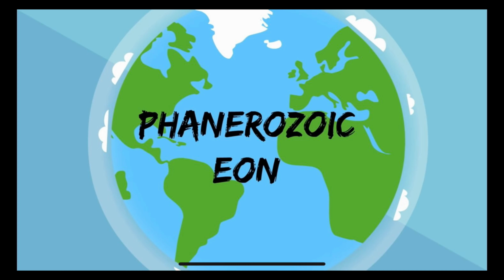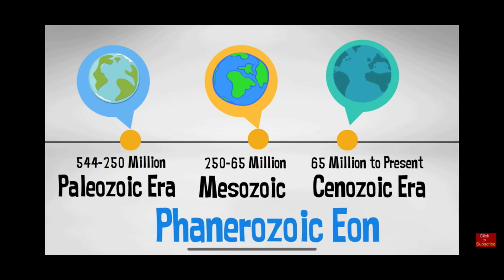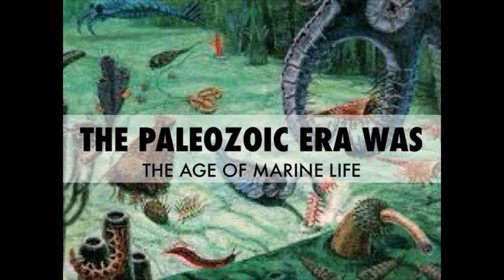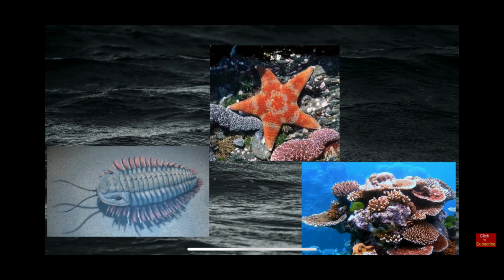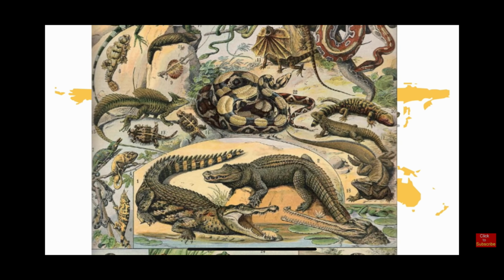Now, today we are going to study the Phanerozoic Eon, which spans 542 million years, and it is divided into three eras. The first one is the Paleozoic era, also called the ancient life, which started 542 million years ago. Life started with the Cambrian explosion. Echinoderms, trilobites, and jawless fish roamed around. Tetrapods crawled out of the ocean and started living on land. Insects began to spread along with reptiles.